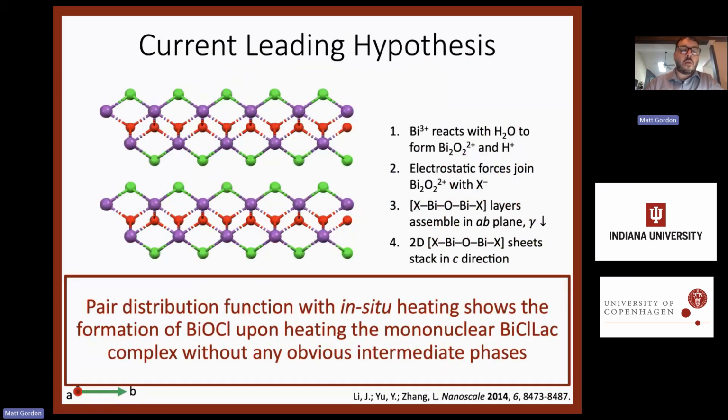And so our in situ pair distribution function with in situ heating shows the formation of bismuth oxychloride upon heating the mononuclear bismuth chlorolactate complex without any obvious intermediate phases forming. We can't exclude potentially other things happening that wouldn't be seen in the time scale of our measurement, but everything we saw does support the original theorized hypothesis of how these form, but now we're able to support that in an experimental method.